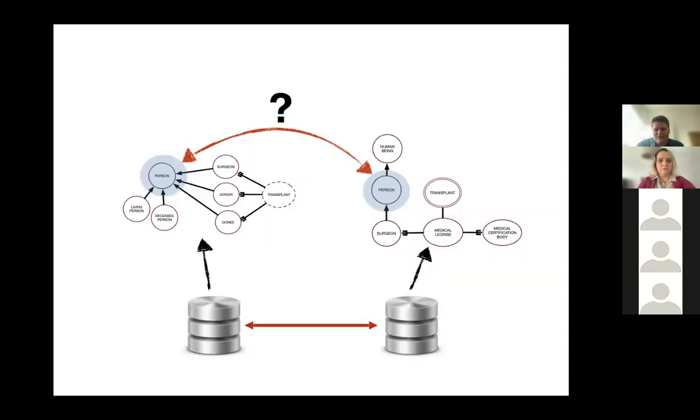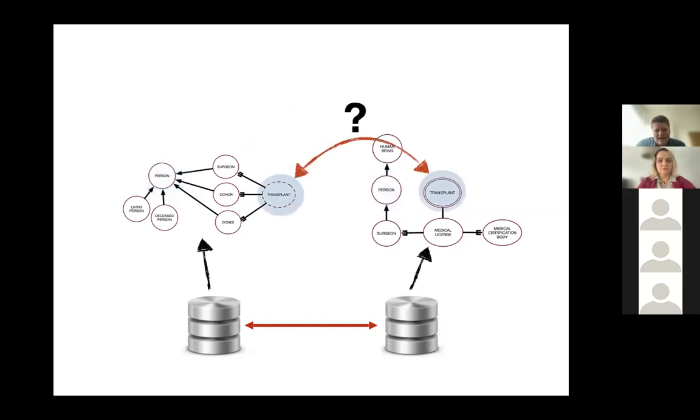So in order to understand, for example, what is the relation between person on the left and person on the right, I have to understand the relation between their references, the elements in reality that they represent, right? And what is the relation between person on the left and person on the right? Or what is the relation between transplant on the left and transplant on the right?